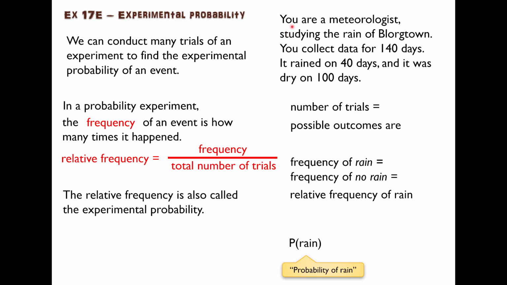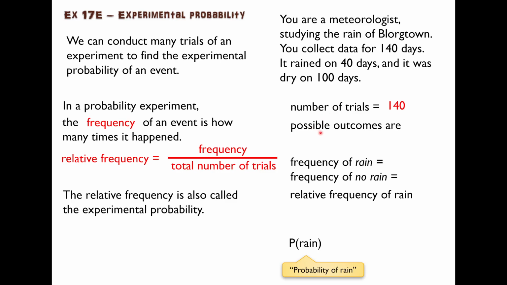Let's make it real. Imagine that you are a meteorologist. You study the weather, and you're studying the rain of Blogtown. You collect data for 140 days, and it rained on 40 of those days, and it was dry on 100 days. The number of trials is the number of times that I ran the experiment. The experiment is going outside and looking if it's raining, in this case. How many times did I run that experiment? 140. I've got 140 results.